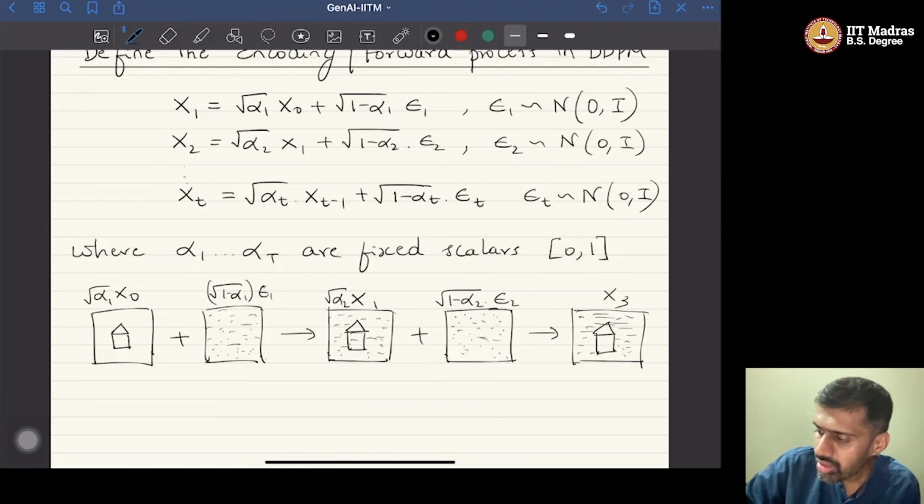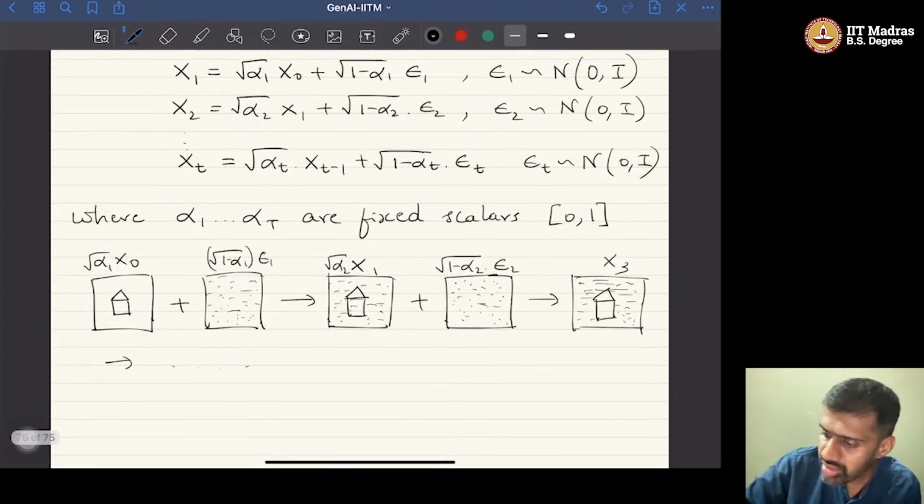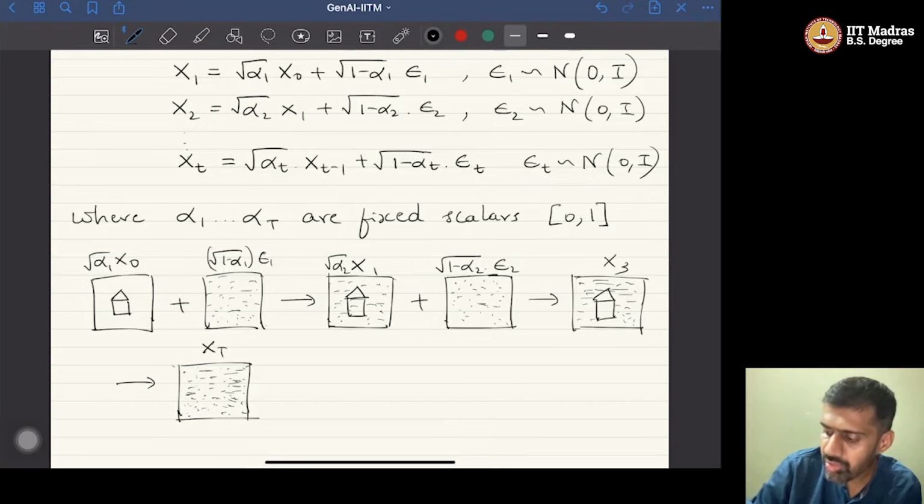So we have some more noise added, and we keep going like this, till a point where we reach x capital T, and it's not difficult to see that x capital T, hopefully with a large value of T, will be completely noise, where the image or the semantic content of the input data completely vanishes. So this is how one can visualize what is happening.